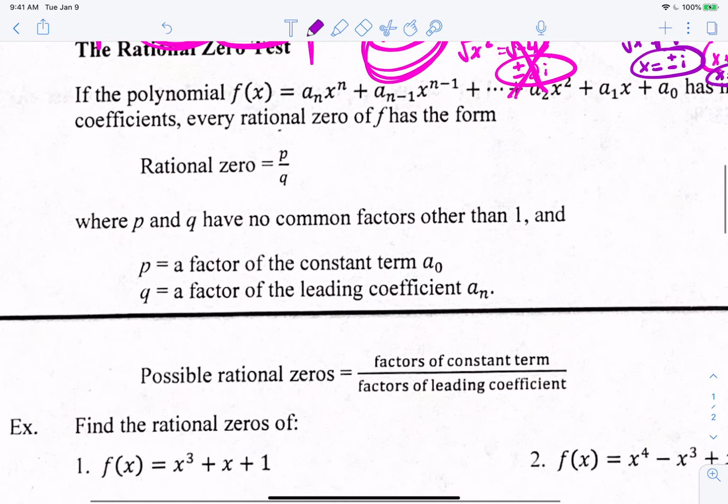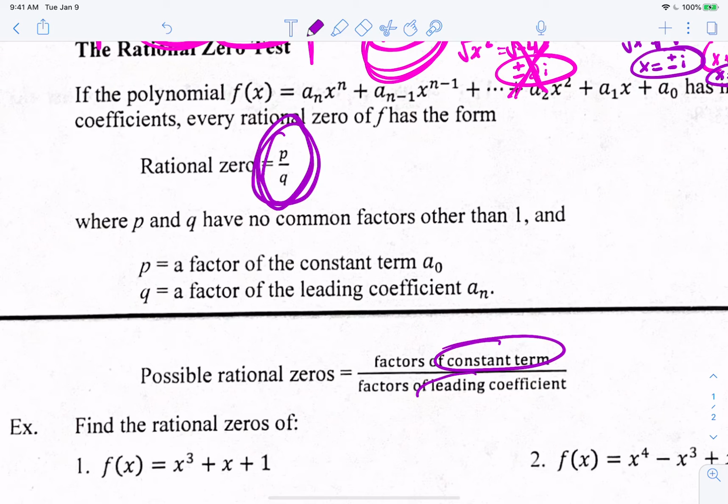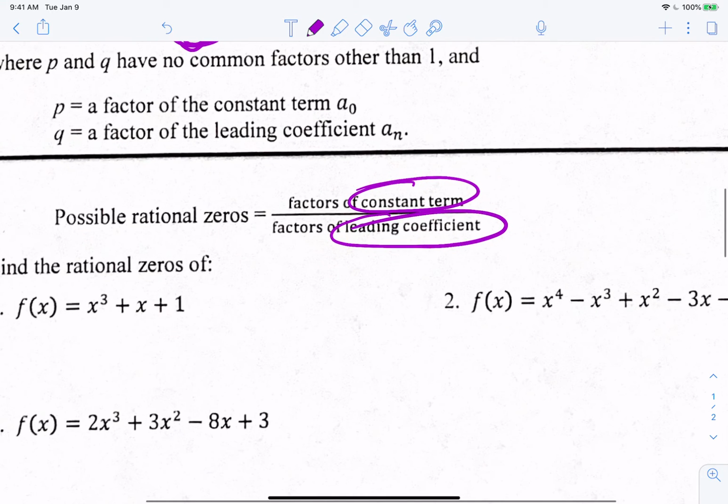All right, rational zero test, P over Q. Do you guys remember P over Q? No? Not really? When you are factoring things down that are really gross and you have no other strategy to do, you do the P over Q method. P is the factor of the constant term. Q is the factor of the leading coefficient. Okay, so we'll talk about those here.